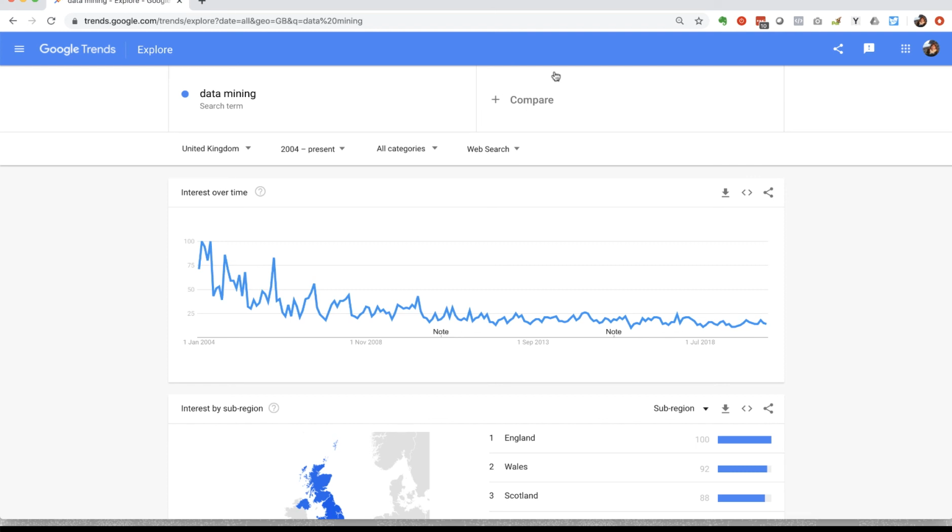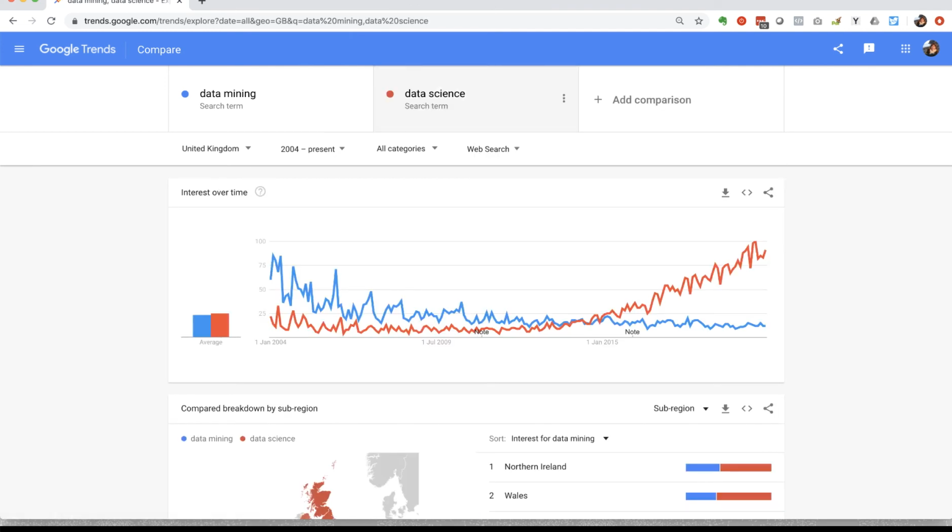If we compare that to a term that may be more currently popular, data science is a bit of a trendier way of talking about it. Again, you can see how those two terms have almost crossed over. Somewhere around 2015, people stopped talking so much about data mining. They started talking a lot more about data science.